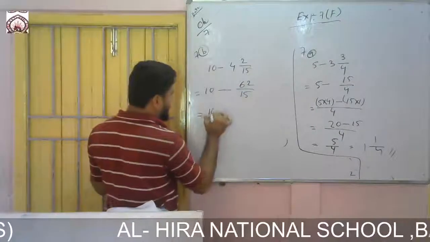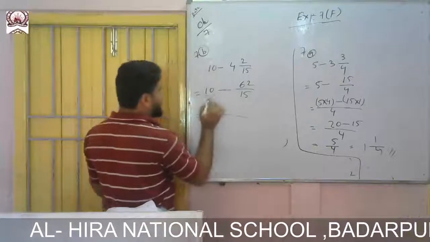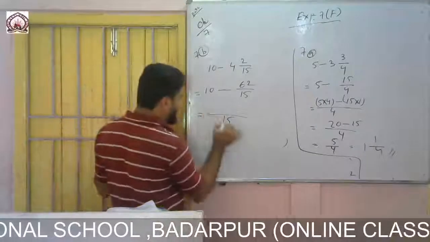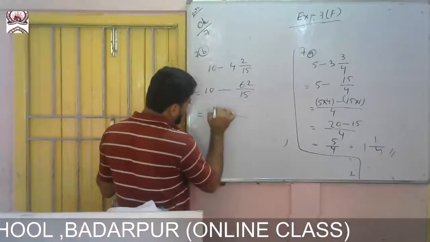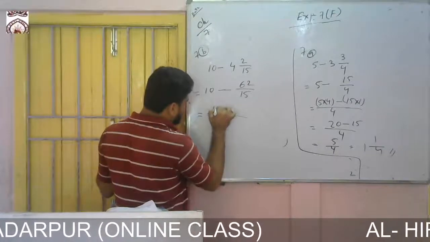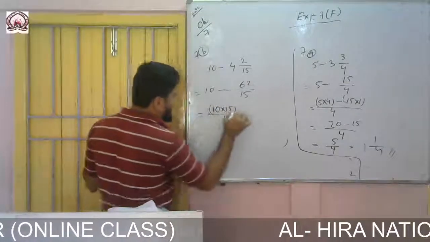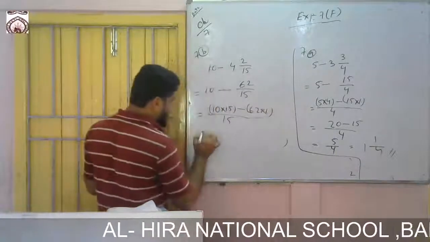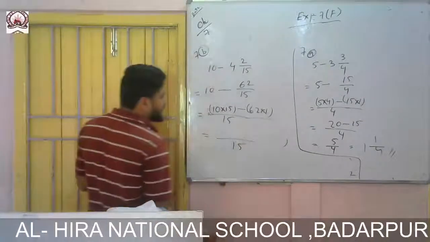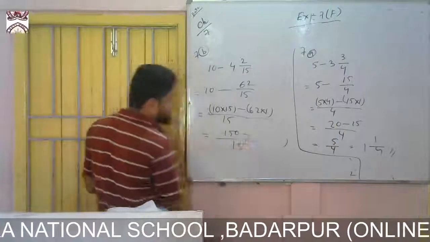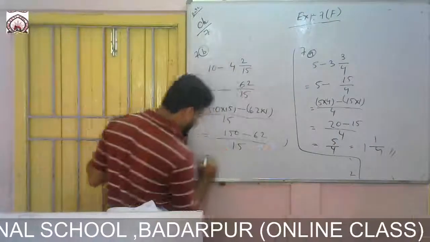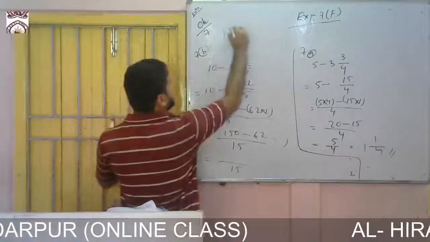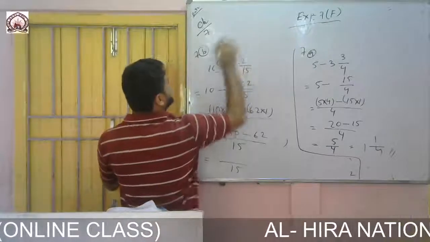So 10. Now if I take the LCM, here 1. That means 15 into 1 is 15. So 10 into 15 comes here, and 62 into 1. Then 10 into 15 is 150, minus 62 into 1, which is 62, over 15. Now 150 minus 62, how much is it?